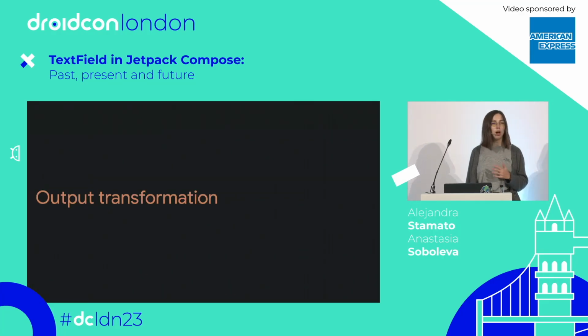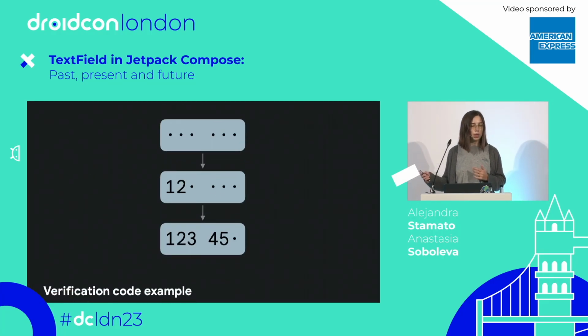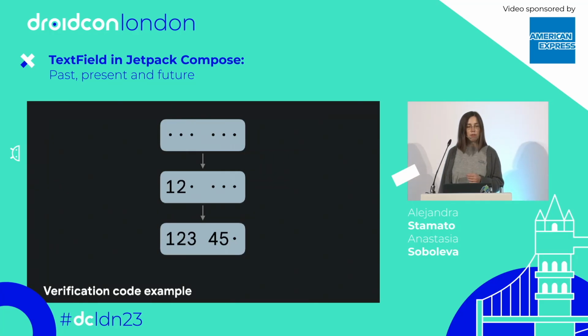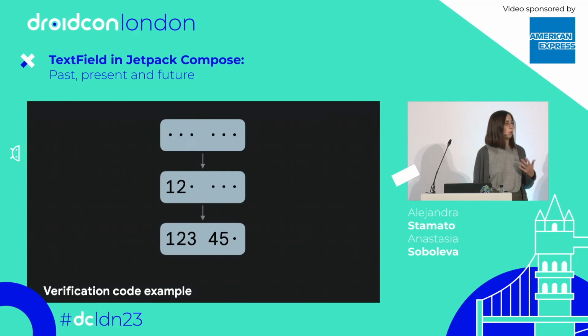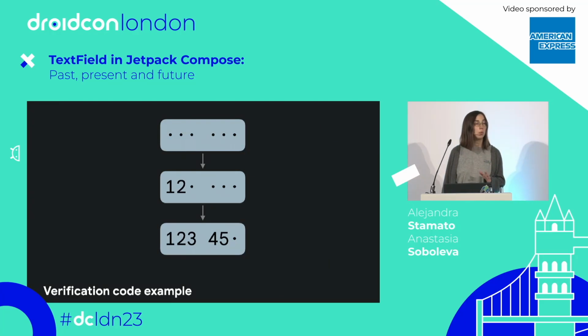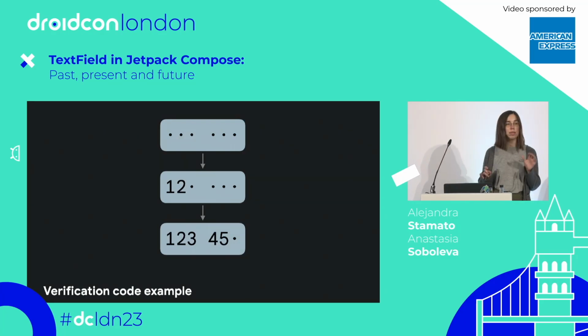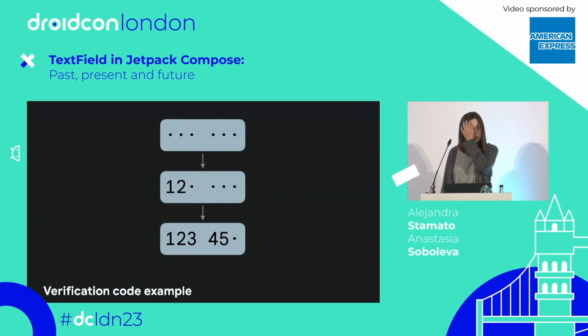Now let's move on to the output transformation. In the verification code example that we used all over, in addition to the input transformation we've already implemented, we want to do two things. We want to replace all of the missing characters, the not yet typed characters, with dots, and we want to group them into triplets and add a space in between.